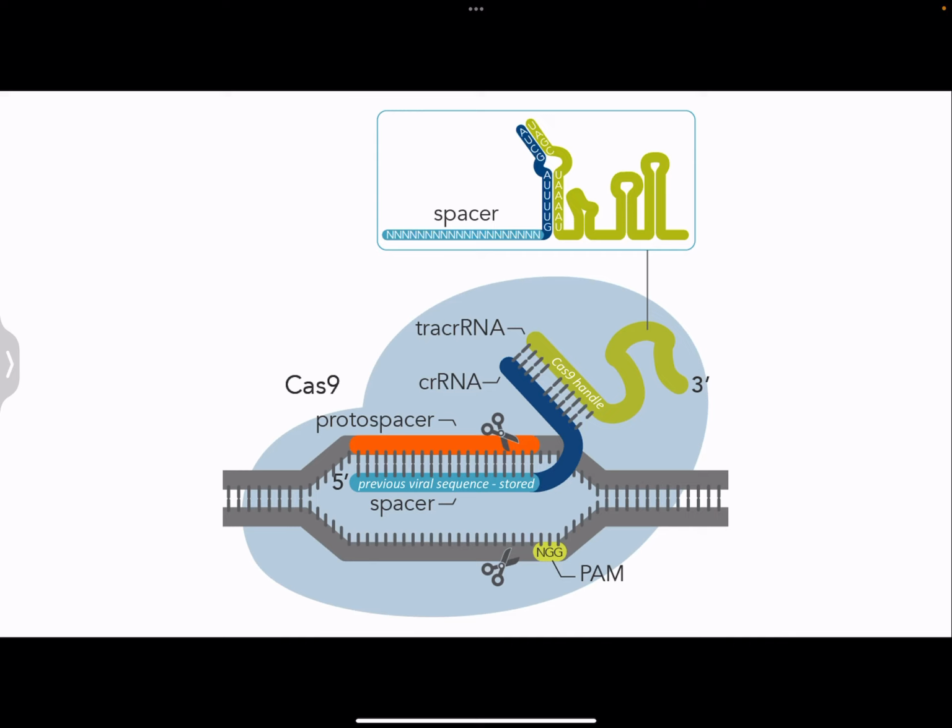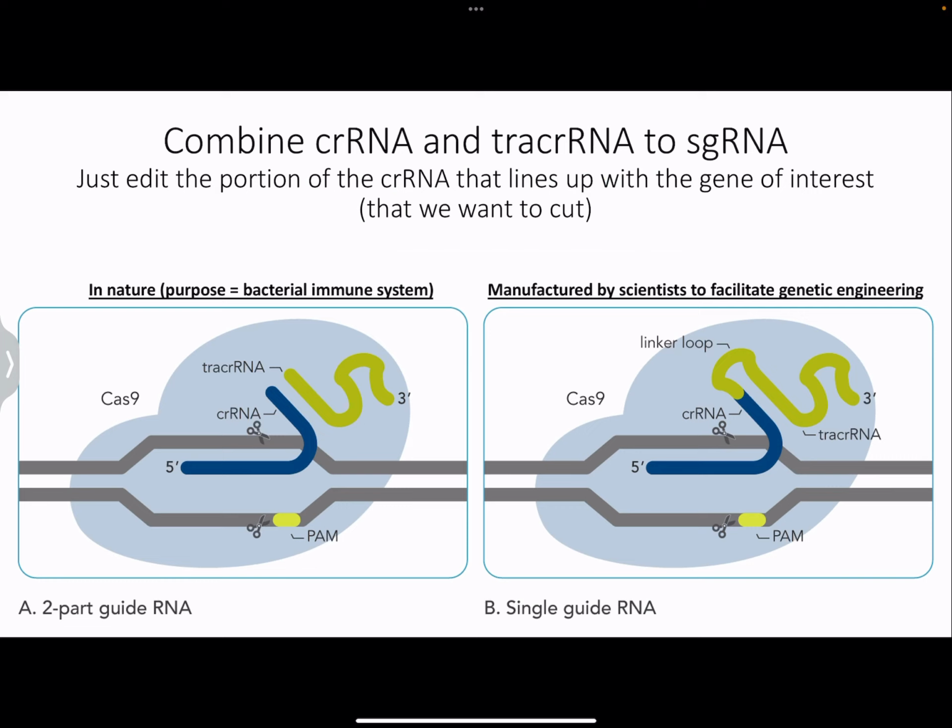Right here on the CRISPR RNA is the previous viral sequence, the spacer, that was stored. And again, we're trying to match this with the newly invading viral sequence, which is really technically all of this, but this is probably the only part that would match. And so the Cas9 can go ahead and induce these cuts and kill the invading virus.